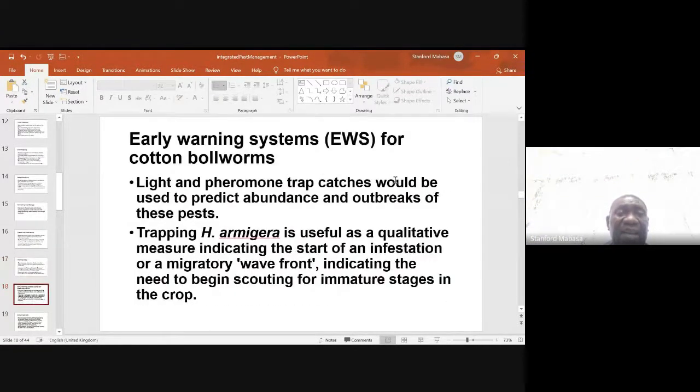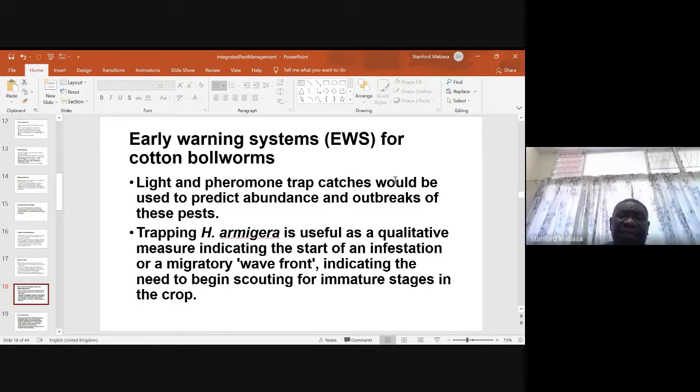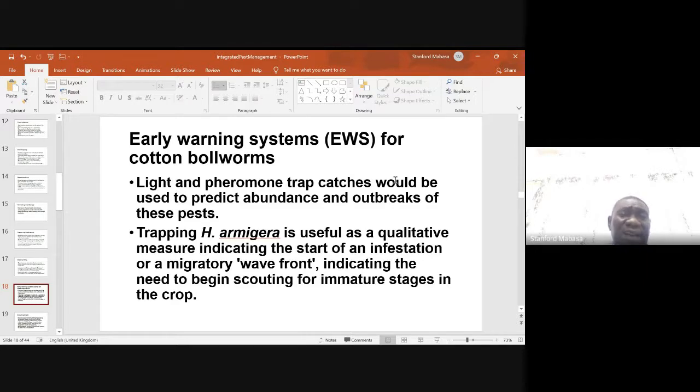Now, under monitoring, I want to talk about early warning systems, EWS, for cotton bollworms. Now, for this exercise, we can use light and pheromone trap catches so that we can trap insects and use them to predict abundance and outbreaks of these pests. So we need to catch these insects in the fields using these pheromone traps or light. We know insects are attracted by light.